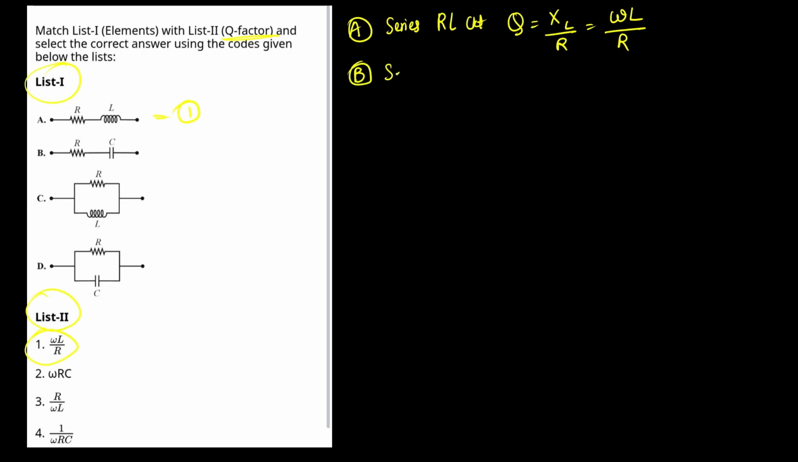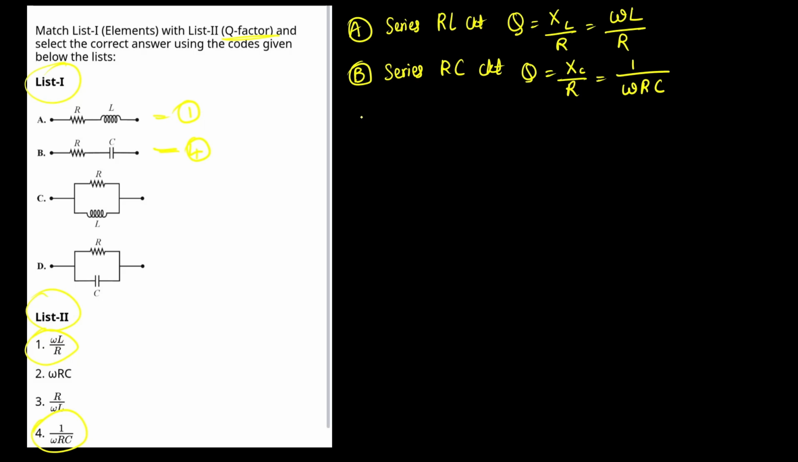Then B. It is a series RC circuit. Q factor equal to XC by R. What is XC? 1 by omega C. So it will become 1 by omega RC. What is the correct match for this? 1 by omega RC would be option 4. So the match for option B is option 4.